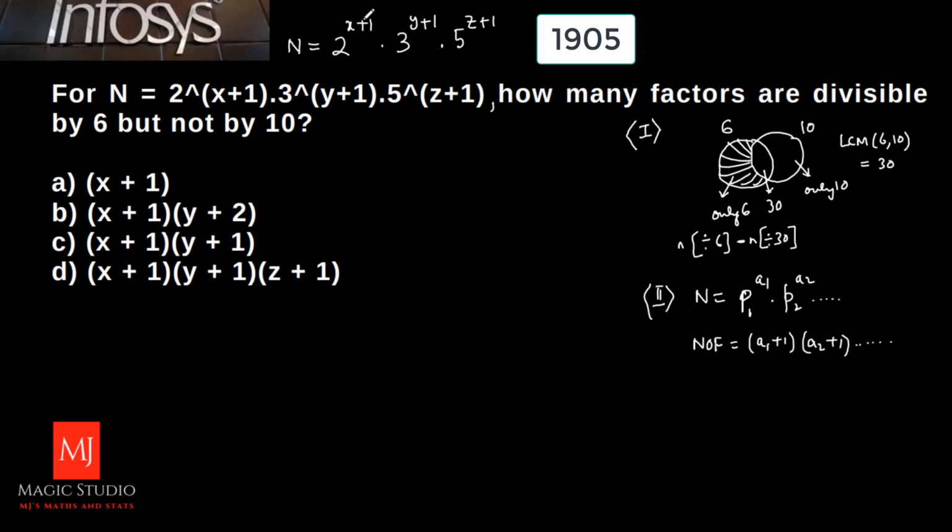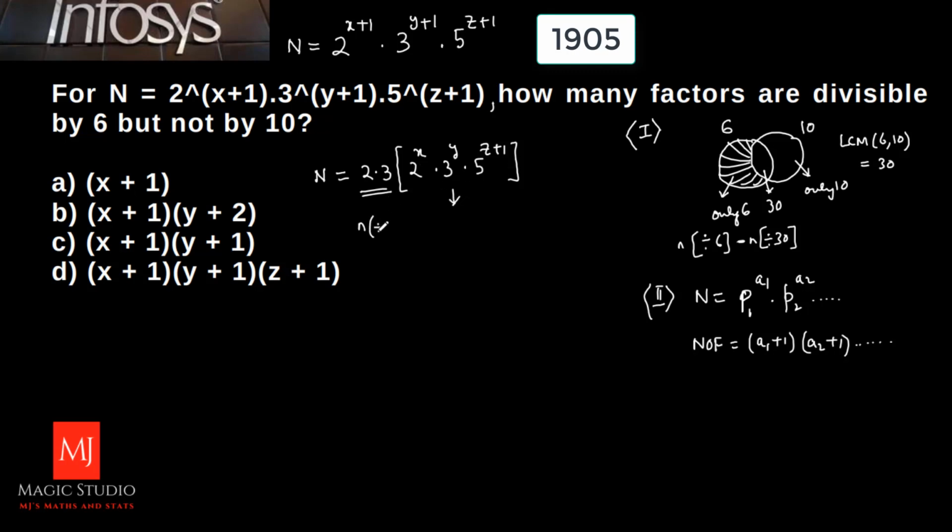Now, our n is 2 to the power x plus 1, 3 to the power y plus 1, 5 to the power z plus 1. We need the number of factors which are divisible by 6. So, can we write n as, I'll take out 2, I'll take out 3 because 6 is 2 into 3, and this would be 2 to the power x into 3 to the power y into 5 to the power z plus 1. So, how many factors are there which are divisible by 6? We will use the formula on this expression itself.